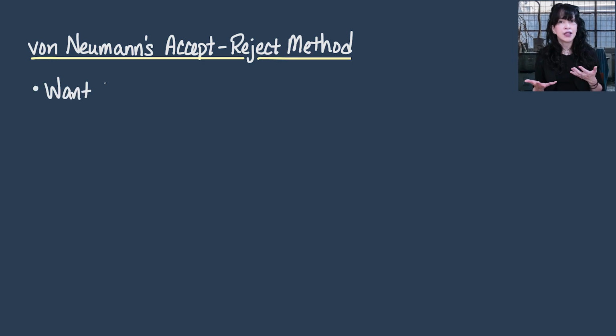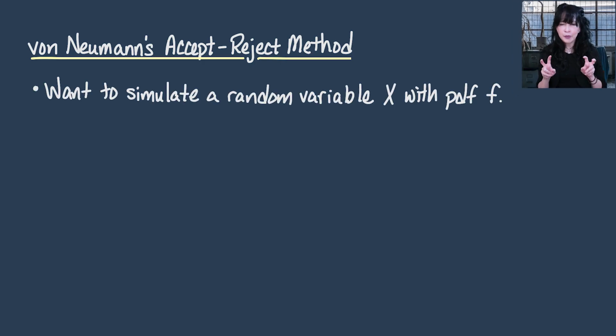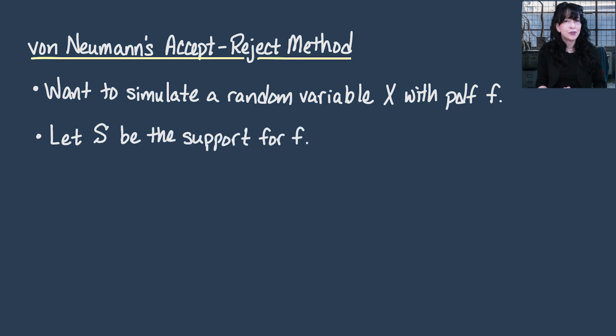Suppose I want to simulate a random variable x with a PDF f. This is the target PDF that we want to simulate from. I'm going to let S be the support for f. This is the place where the PDF is interesting and non-zero. For an exponential PDF, this is 0 to infinity, whereas for a uniform 0-1 PDF, this is the interval from 0 to 1.